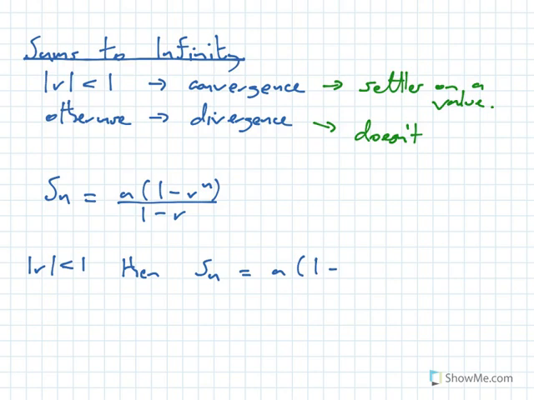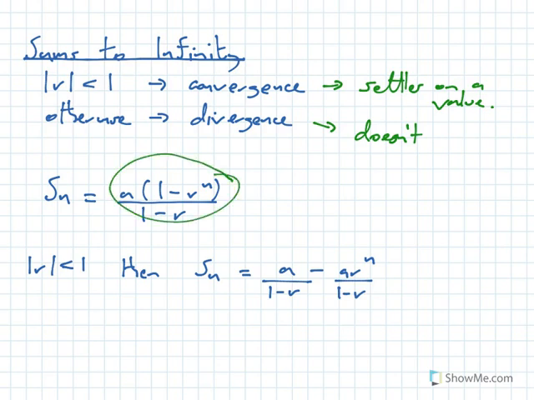a(1 minus r to the n). Actually, let's expand this out, it's going to be simpler to see if we expand it out. It's going to be a minus ar to the n, and we'll just separate the fractions up as well. So we've got a over 1 minus r, minus ar to the n over 1 minus r. If you can't quite see where I've got that from, expand the top of this bit out here, and then remember you can separate the fraction up quite nicely. Or alternatively, put these back over a common denominator and factorise. They're the same thing, I promise.